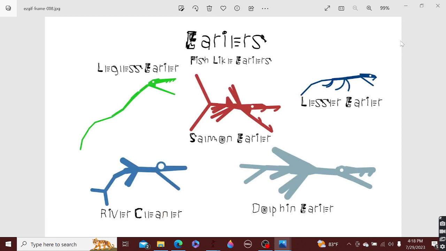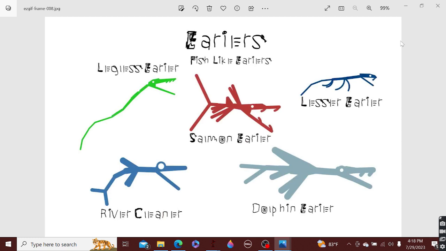Alright, now we're on to the fish-like Eariers. So we have the legless Earier, the salmon Earier, lesser Earier, the river cleaner, and the dolphin Earier. Legless Eariers are, well, legless. Their legs have become vestigial, pretty much useless, and they are mostly aquatic. They also mostly prey on things like fish and squid.